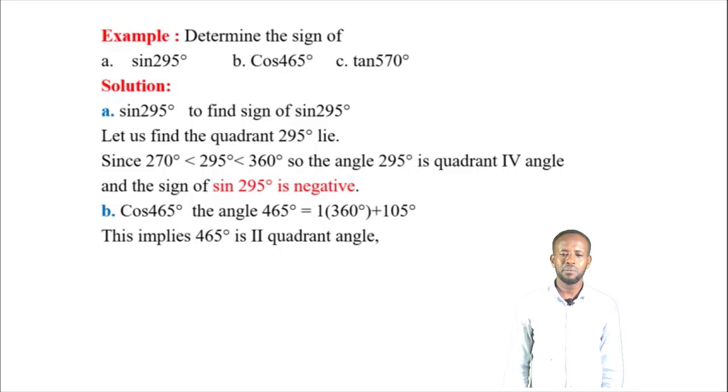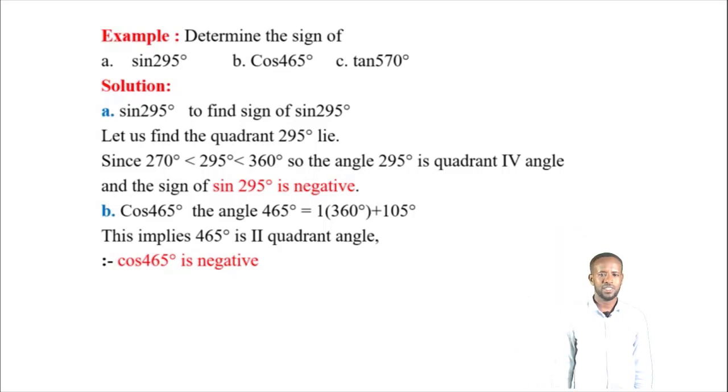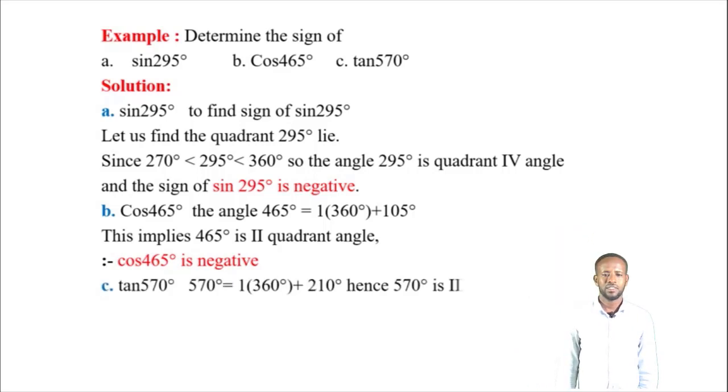Okay, so what do we expect the answer to be? It is negative. Okay, see the same methodology. 570 degrees equals 1 times 360 plus 210 degree.